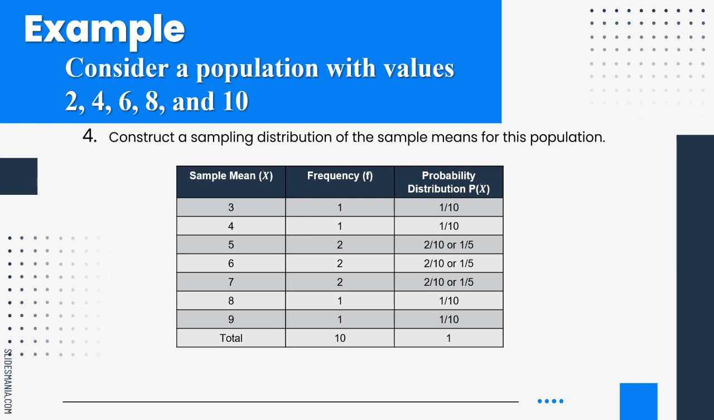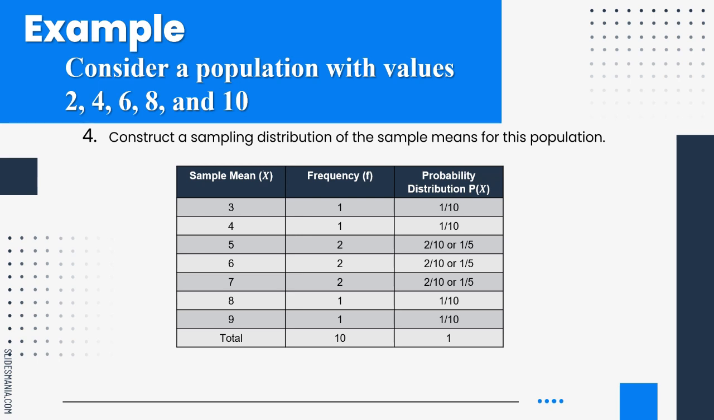For sample mean, we have the 3, for its frequency, that is 1, and its probability is 1 all over 10. Okay, for the second line, we have 4, its frequency is 1, and its probability distribution is 1 all over 10. For the third line, that is 5, its frequency is 2 from our previous computation. So our probability distribution is 2 all over 10 or 1 all over 5.